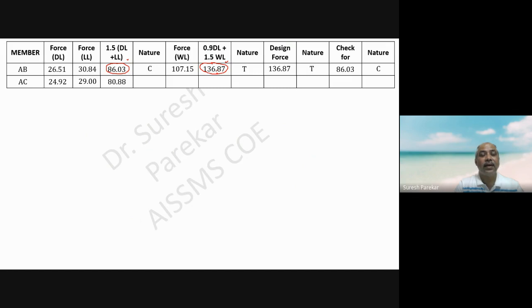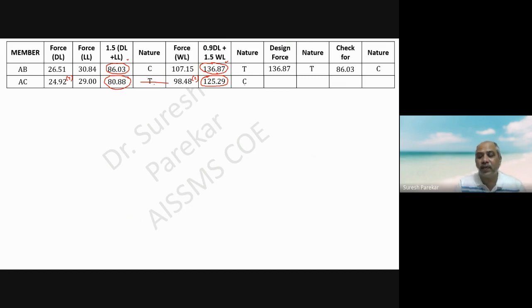Now this is the main tie, and we have 1.5 dead load plus live load, and 98.48 which is compressive. So this we have tensile, and this we have compressive, and then we have 0.9 into 24.92, that will be minus, plus 1.5 into 98.48, and from this we get the value 125.29. This member we have to design for compression, 125.29, and check it for tension, because the values are 125.29 and 80.88. Out of these two, the maximum is 125.29, so we design for compression and check it for 80.88 as tension.